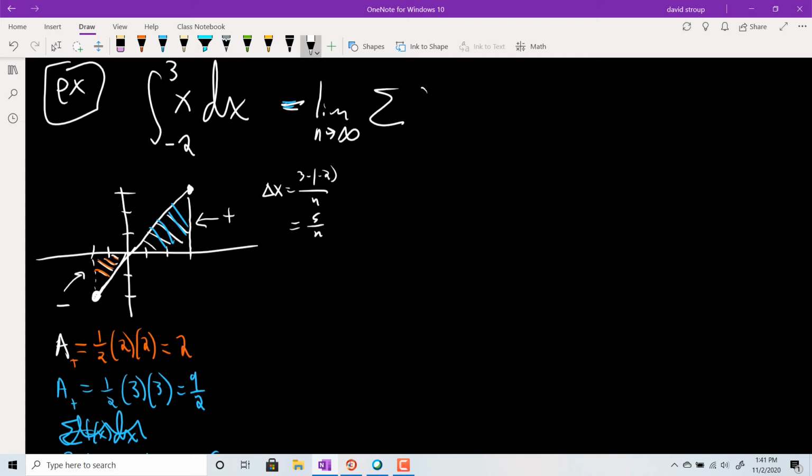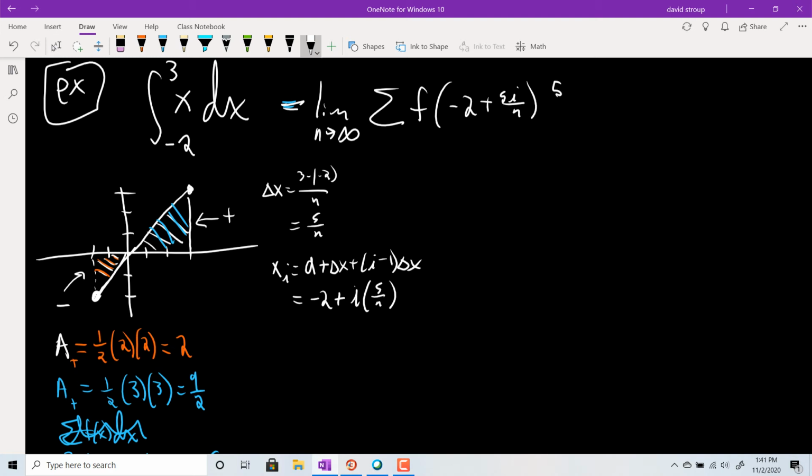So we have the sum of f of, and I'm going to use the right endpoints. So for my right endpoints, the x sub i's will be a plus change in x plus i minus 1 times change in x, which is negative 2. The change in x's will cancel, plus i change in x, where change in x is 5 over n. Okay. So f of negative 2 plus 5i over n, and then times the change in x, which is 5 over n, i equals 1 to n. Okay, and then we just need to compute that.